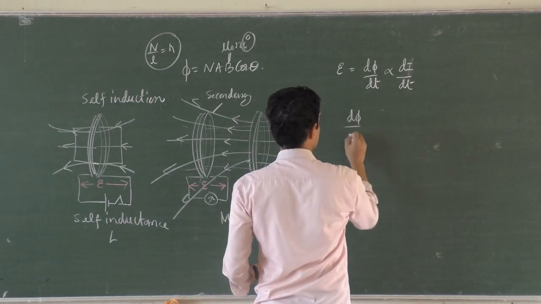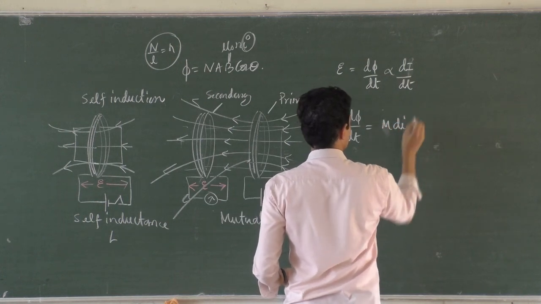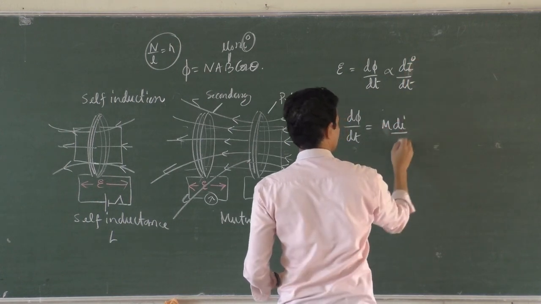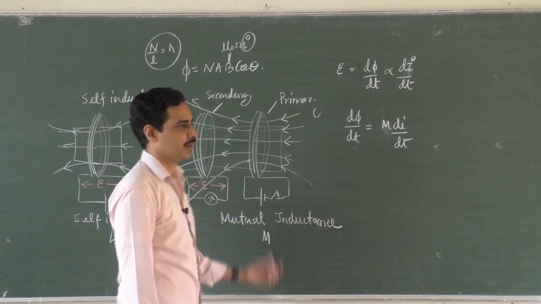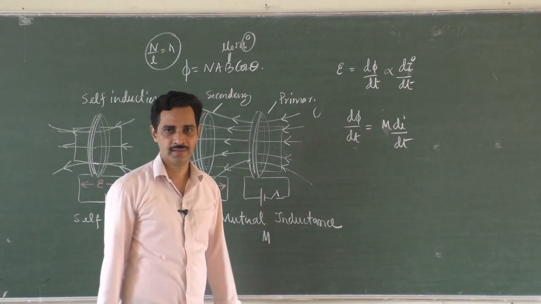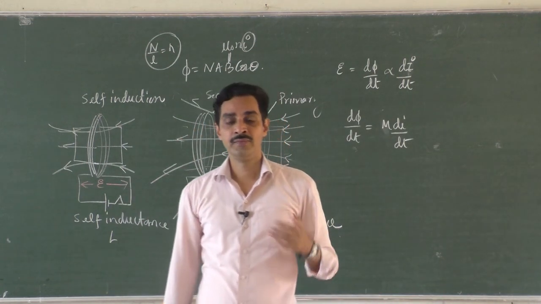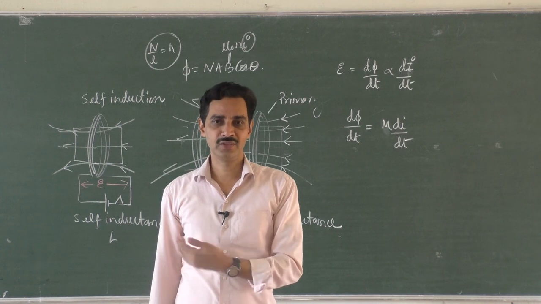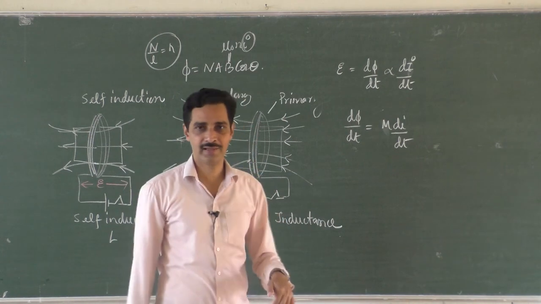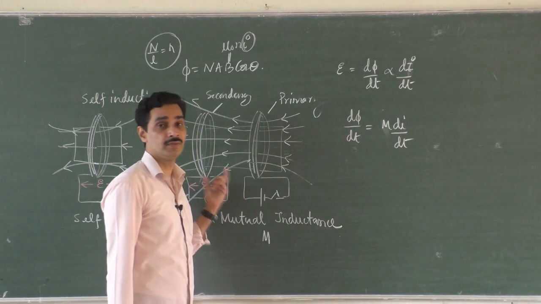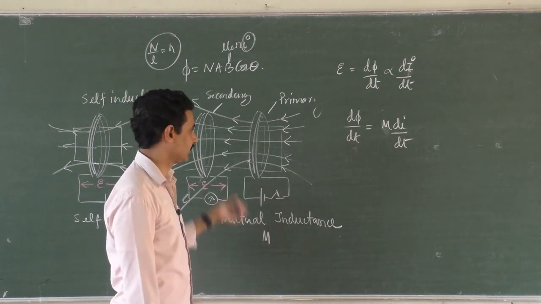d phi by dt is equal to a constant called M dI by dt. Okay, I usually write it in small letters, whatever it is, M dI by dt. What is M? M is a constant called the mutual inductance of the two coils. That is where it comes. You know, current is directly proportional to voltage, V proportional to I. V is equal to I into R. That's what we write, correct? That is Ohm's law. R is a constant called the resistance of that material. For this pair of coils, M is a constant. M is called the mutual inductance of the pair of coils.